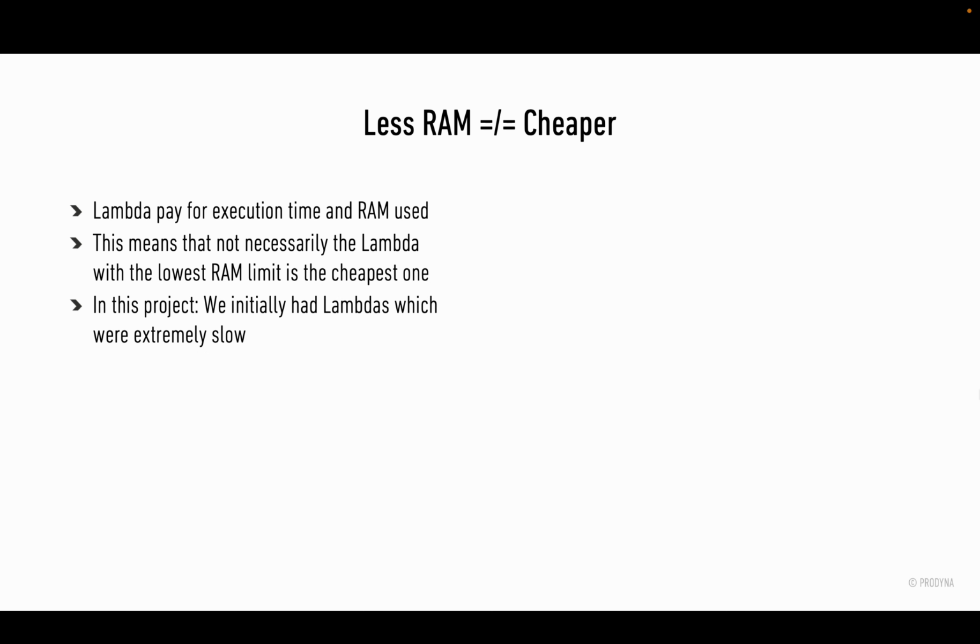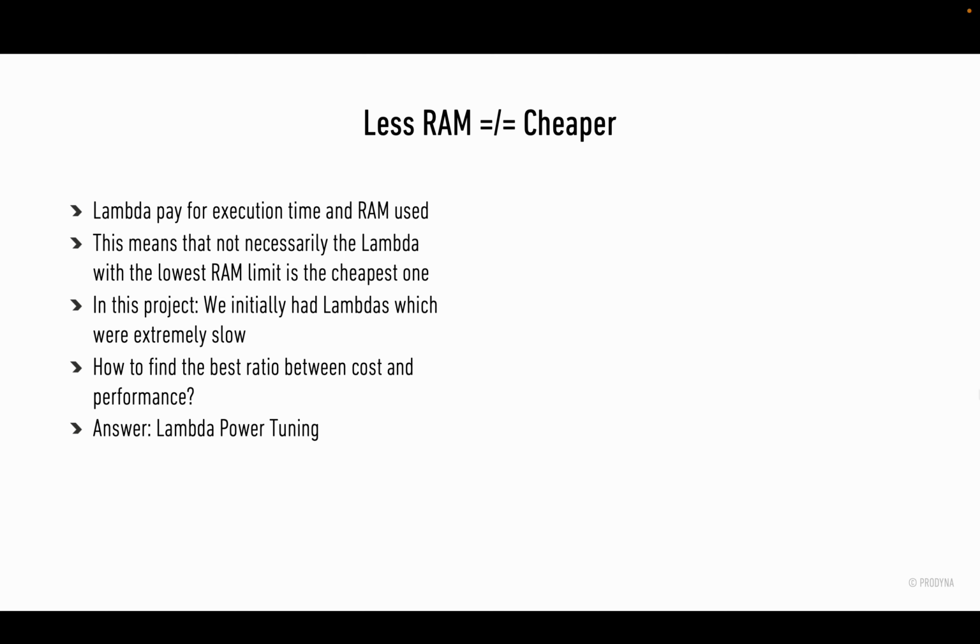And this was a problem in our project, because we initially had all our Lambdas configured with only 128 megabyte of RAM, and they were extremely slow. So we asked ourselves, okay, how do we find the best ratio between cost and performance, because we want to tweak our Lambda functions. And the answer to this is Lambda power tuning.